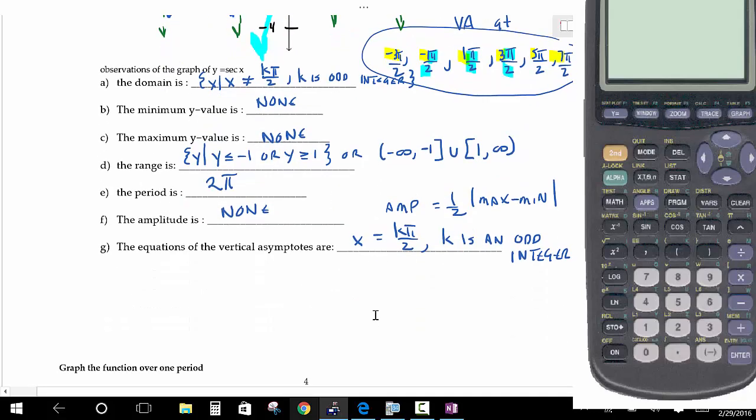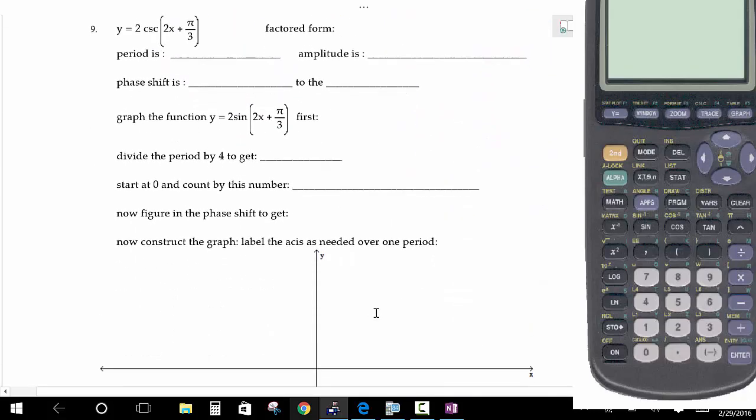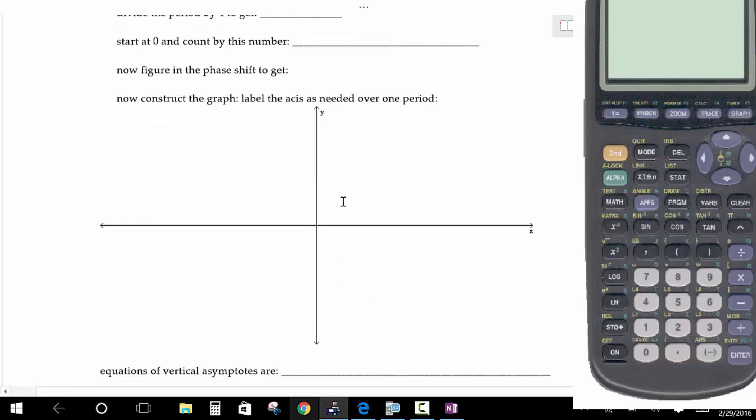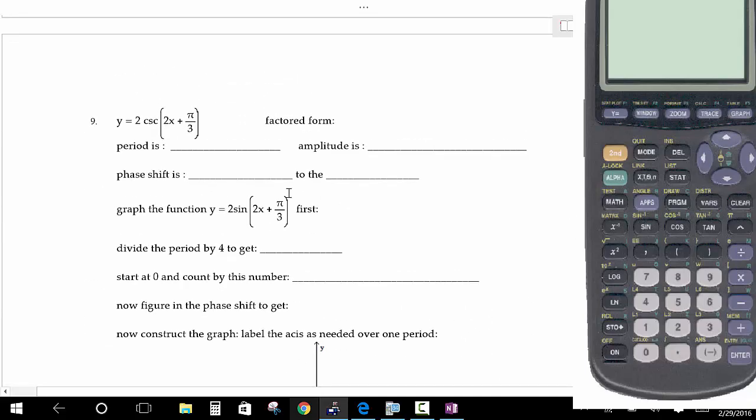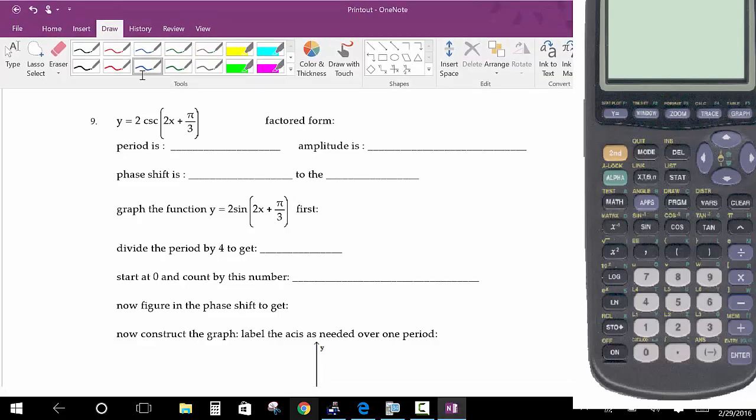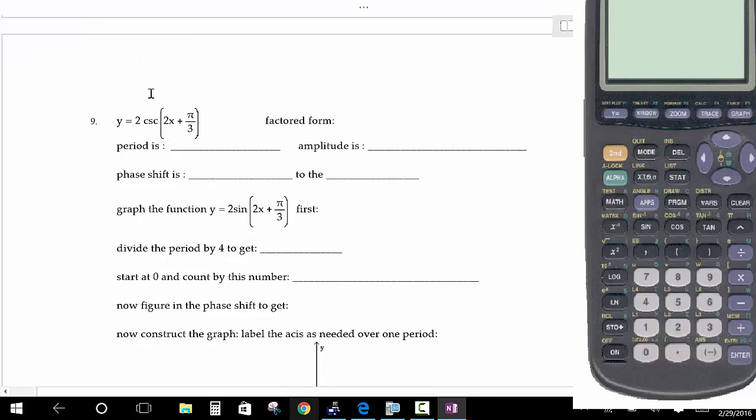Now moving on to the next graph, we're going to do a couple of graphs to close off this lesson, and let me show you how these things work out. On this one we're going to focus totally on graphing the sine. Our focus to begin with is graphing y equals 2 sine of 2x plus pi over 3. In order to figure out what the phase shift is, it looks like we have a phase shift, then we have to factor that 2 out of this.